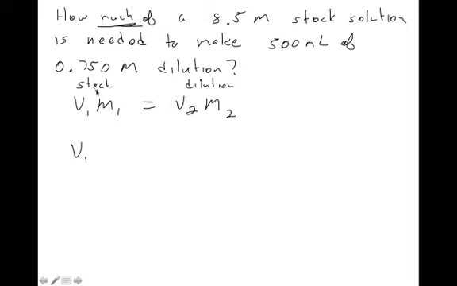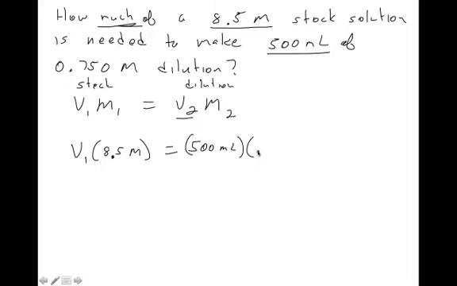What is the molarity of our stock solution? Well, the problem says that it is an 8.5 molar stock solution, so we'll put 8.5 molar here. And then we're talking about our dilution. What's the volume of our dilution? It's 500 milliliters, and we can use milliliters here. We don't have to convert to liters because it's just a V, and milliliters is a V. And then what's the molarity of our dilution? We want our dilution to be 0.750 molar. So there's your setup, and then you just solve this algebraically.